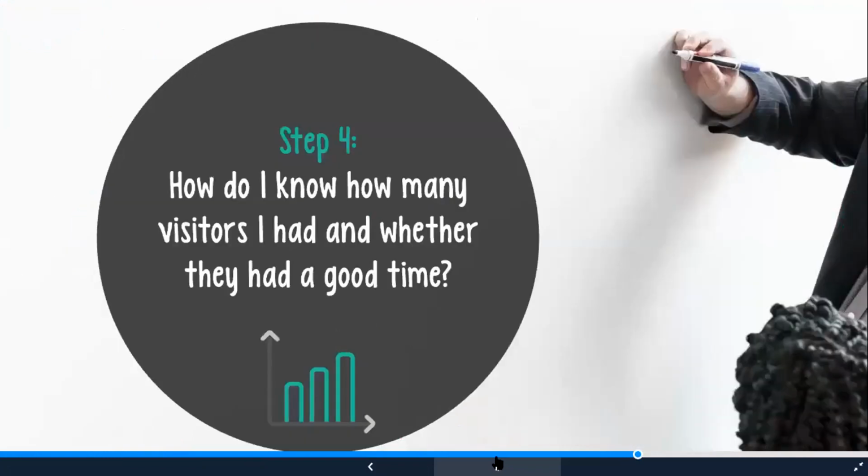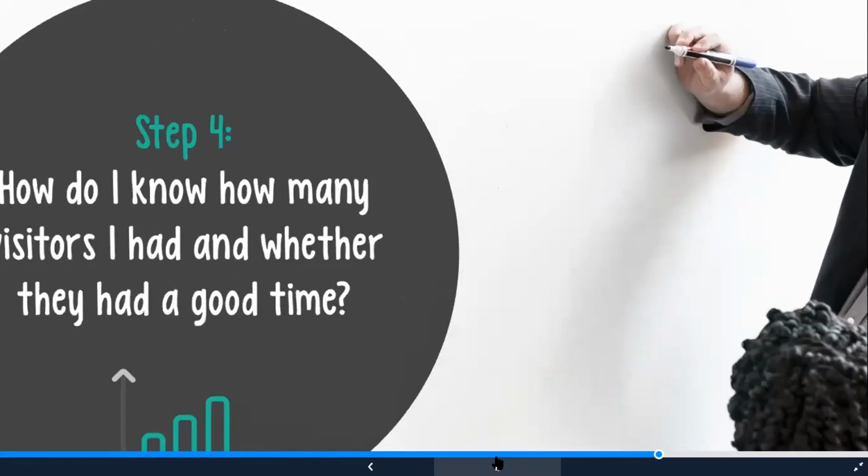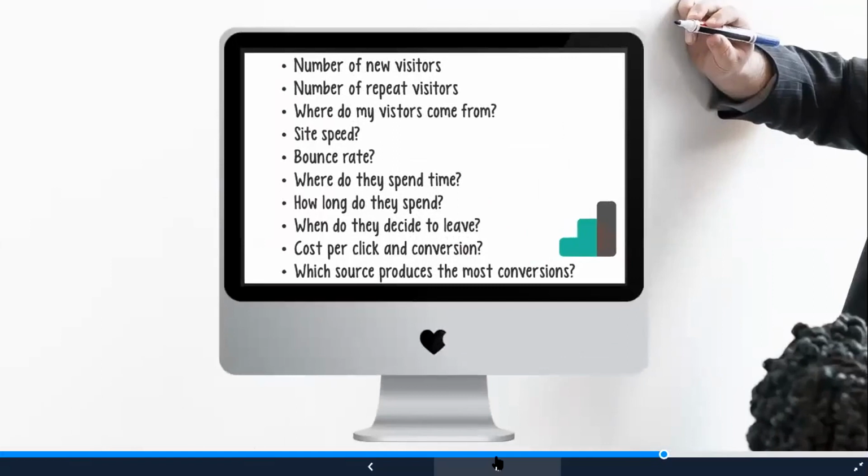Then step 4, how do I know how many visitors I had and whether they had a good time? As mentioned earlier, this is a step that is often neglected, and in my opinion, it's one of the most important steps in your digital marketing strategy. In our 6-week digital marketing course, we also spend a lot of time on analytics and the information it gives you and how you should use that information to adjust your strategy and make changes in your digital marketing plan.